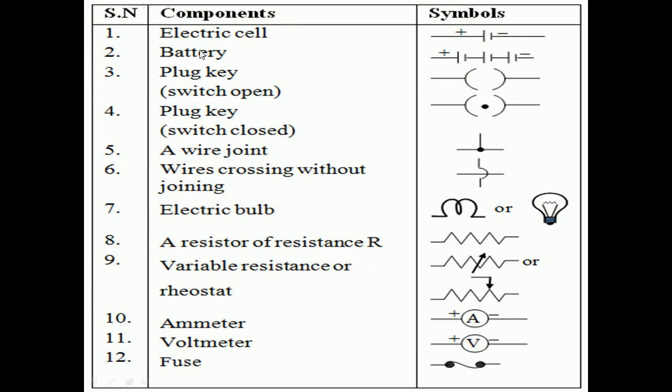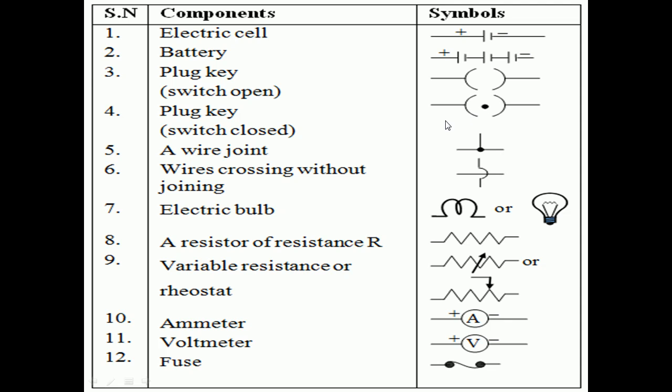So here we can see the components of an electric circuit and their symbols. An electric cell is represented by this symbol, and a battery can be represented by this symbol. A plug key when the switch is open, that means the closed circuit, will use this symbol, and if the switch is closed or off, we will use this symbol in the electric circuit.